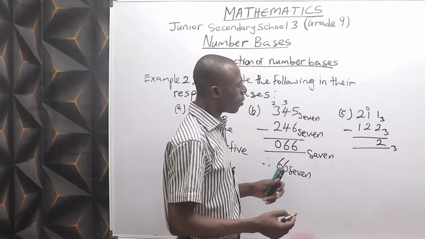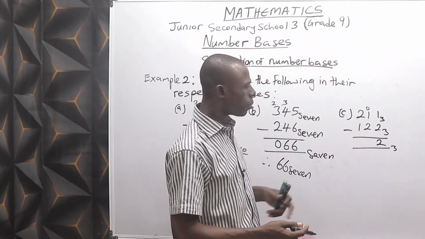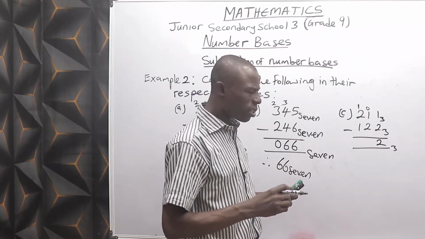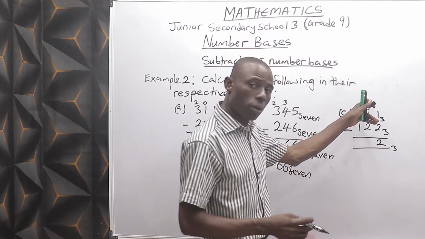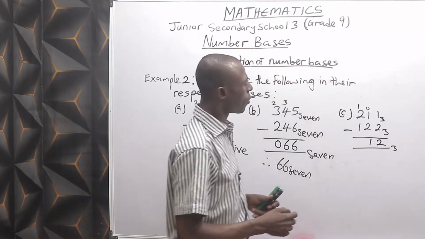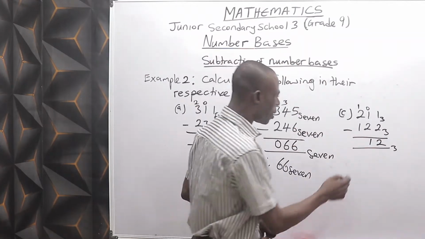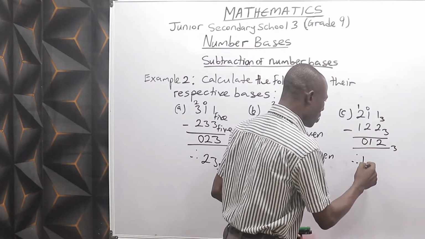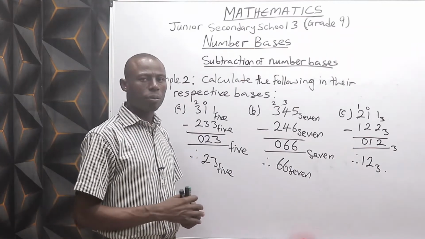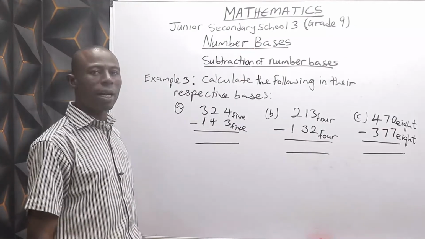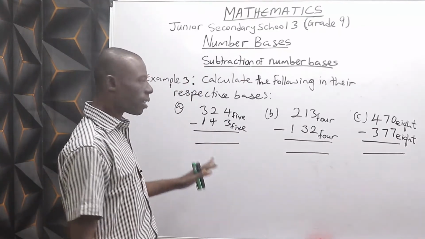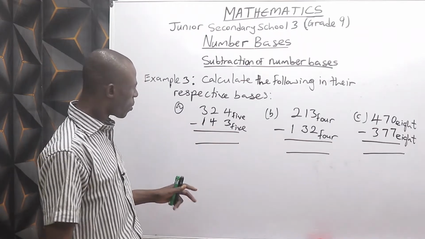Subtract 2 from 0, it's not possible. Borrow 1 from these 2. This 2 becomes 1. The one you borrow becomes the base, which is 3. Add 3 to 0, it's still 3. Subtract 2 from 3, so you have 1. Subtract 1 from 1, that is 0. Therefore, our answer is 12 base 3. And that is the end of that example 2. Let's consider example 3. Calculate the following in their respective bases, still under the subtraction.